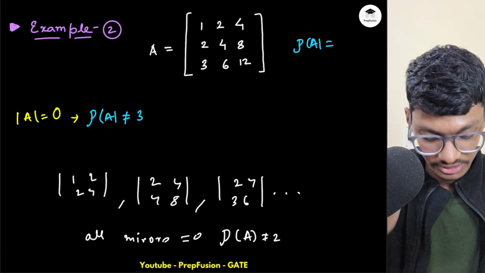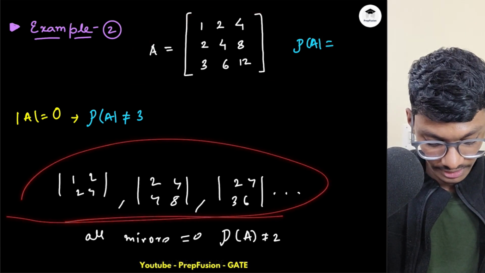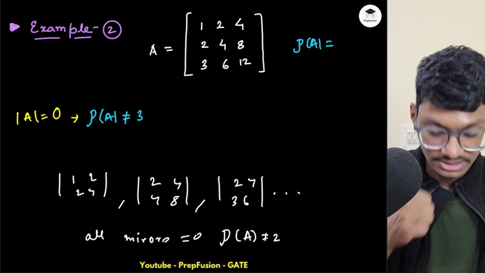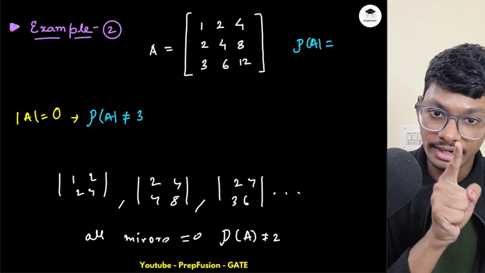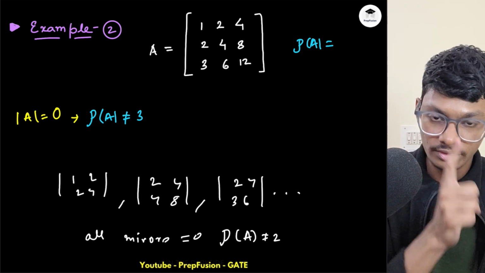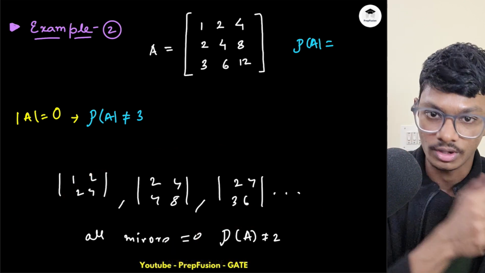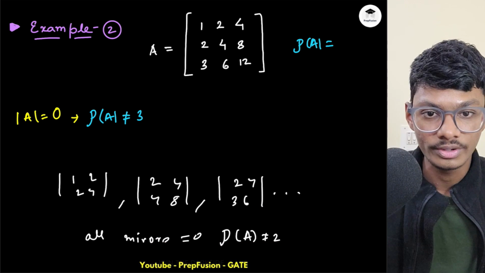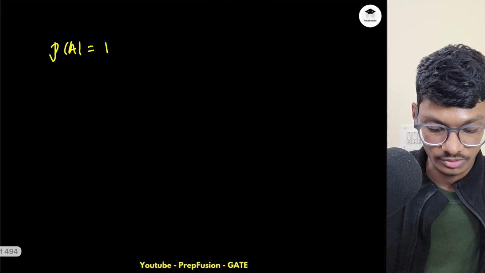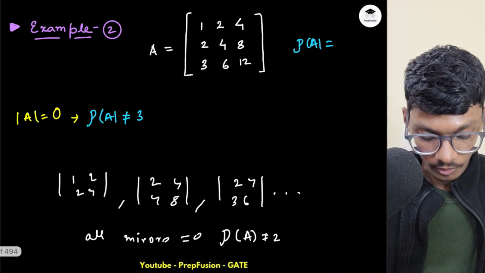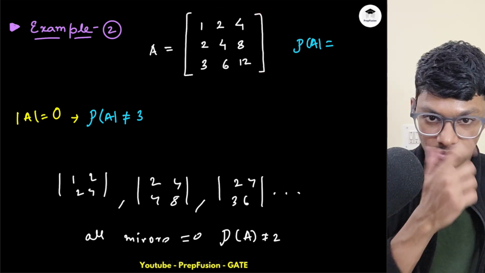Now I told you to find the rank. We can write all the minors, and what I can see is that all the minors have determinant equal to 0. Even if one minor was non-zero, then the rank would be equal to 2. But all the minors of 2 cross 2 are equal to 0, so the rank can't be equal to 2. It has to be something lower than that. So the rank will be equal to 1. Why? Because all the elements are non-zero.